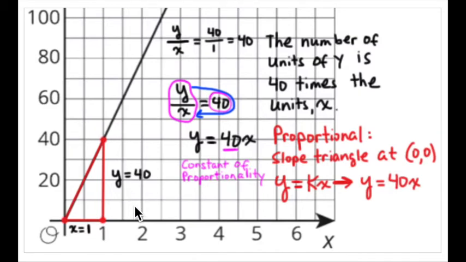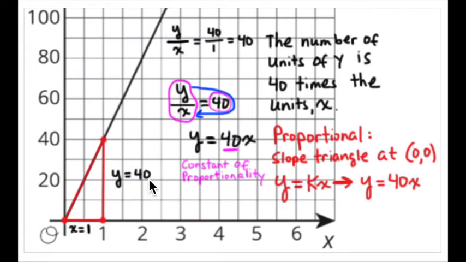The next graph has a slope of 40. Without going through everything, 1 unit, 40 units. This is both the y and the x values. This slope triangle is against both the y-axis and the x-axis. So this is just y over x. You don't have to subtract anything. So this is a proportional relationship.